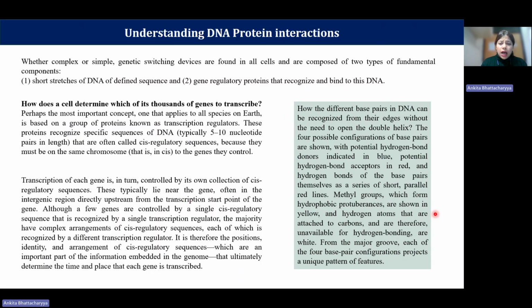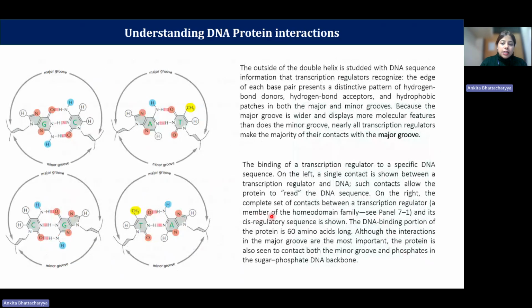Now, how do these different base pairs of DNA get recognized without the need to open up the DNA double helix? So there are four possible configurations in which these interactions can occur.